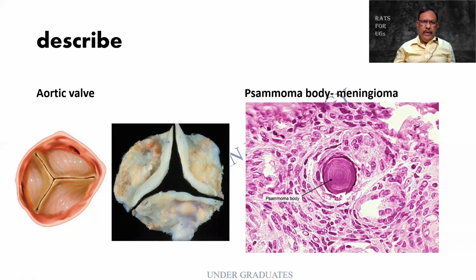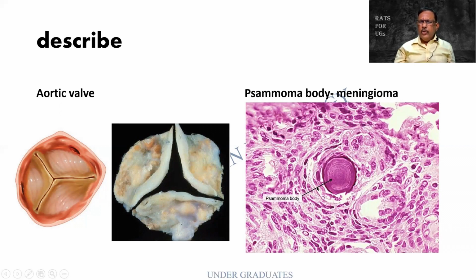Secondly, the leaflet is somewhat glistening and translucent. I can't say transparent, but translucent. It allows light to pass through. But look at what has happened over here. It has become opaque, irregular, thickened, and there is damage to the structure of the valve leaflet also. It is not able to close completely. The patient can go in for an incompetence of the valve.